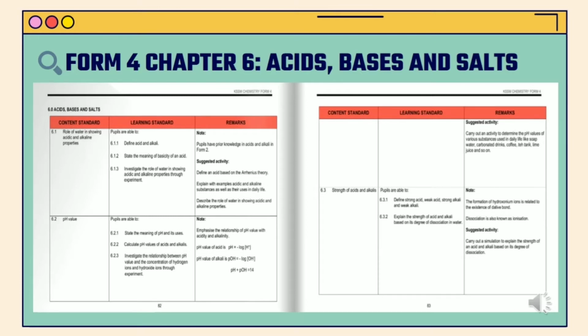For 6.2, which is pH value, there are also 3 learning standards: state the meaning of pH and its uses, calculate pH values of acids and alkalis, and investigate the relationship between pH value and the concentration of hydrogen ions and hydroxide ions through experiment. And for 6.3, strength of acids and alkalis, there are 2 learning standards: define strong acid, weak acid, strong alkali and weak alkali, and explain the strength of acid and alkali based on its degree of dissociation in water.